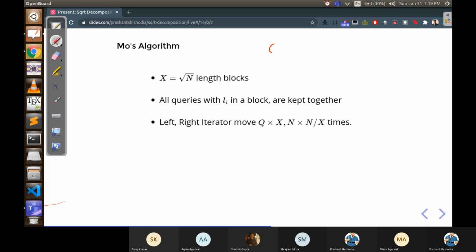But can anyone tell me if O((n + q)√n) is the right thing? Okay, can you not reduce it further from n plus q root q?